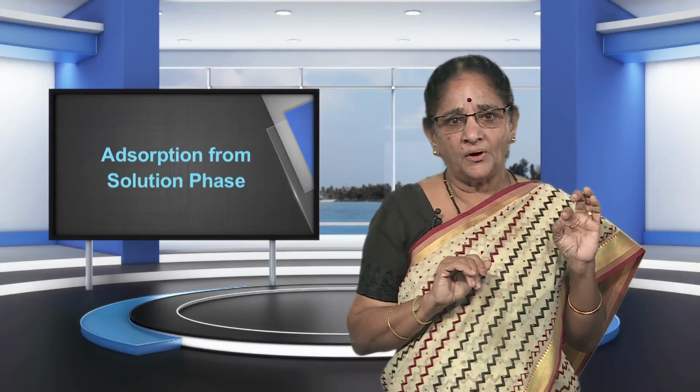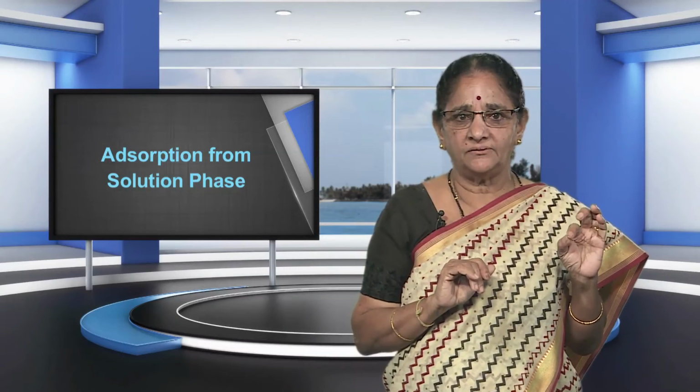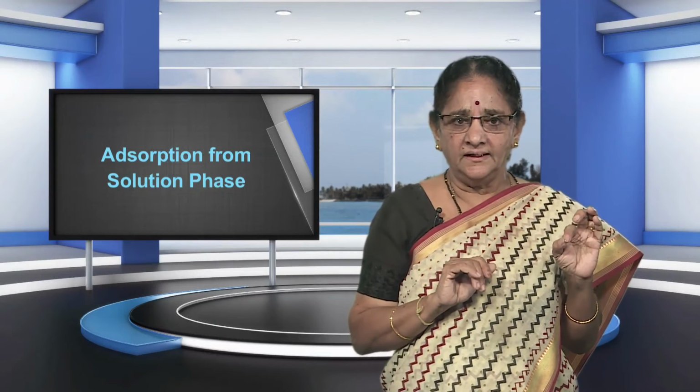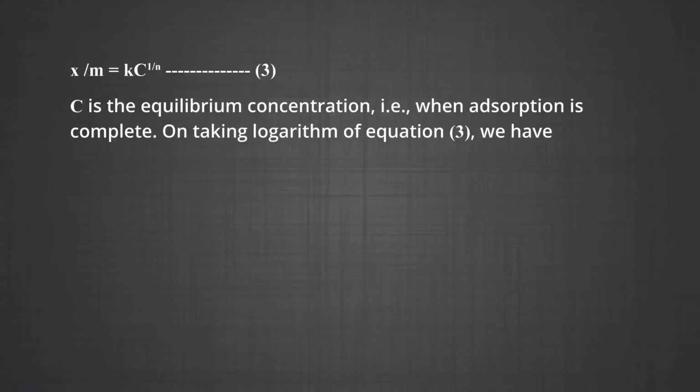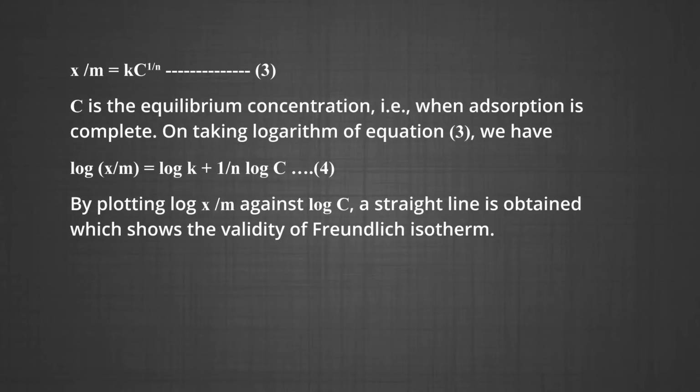Freundlich's equation approximately describes the behavior of adsorption from solutions with a difference that instead of pressure, concentration of the solution is taken into account. That is, x/m = k c^(1/n), where c is the equilibrium concentration, that is, when the adsorption is complete. On taking the logarithm of equation 3, we have log x/m = log k + (1/n) log c. By plotting log x/m against log c, a straight line is obtained, which shows the validity of Freundlich isotherm.